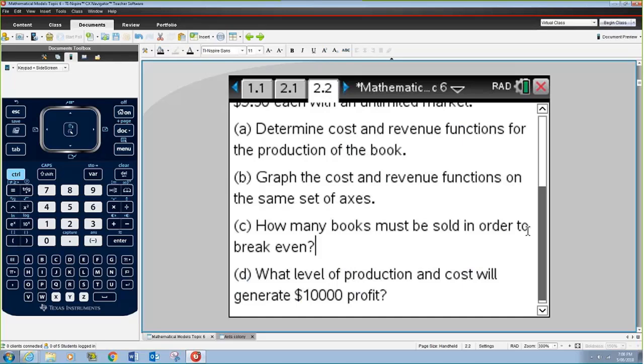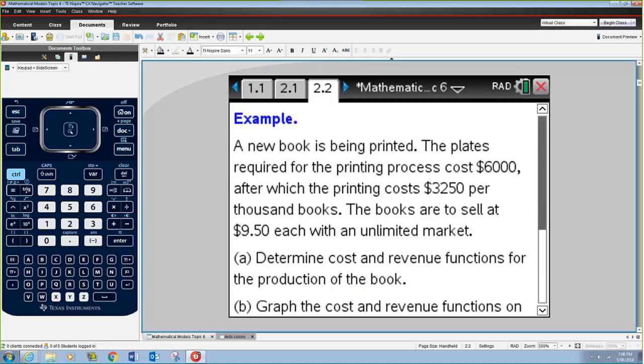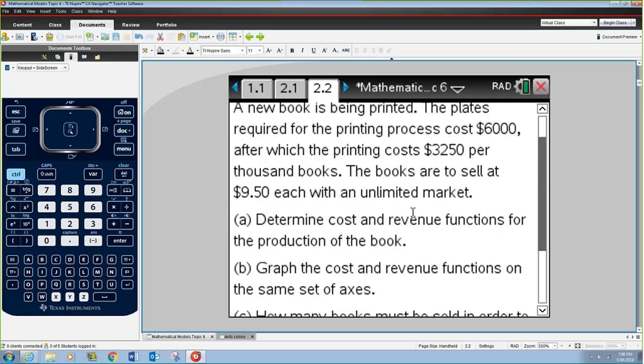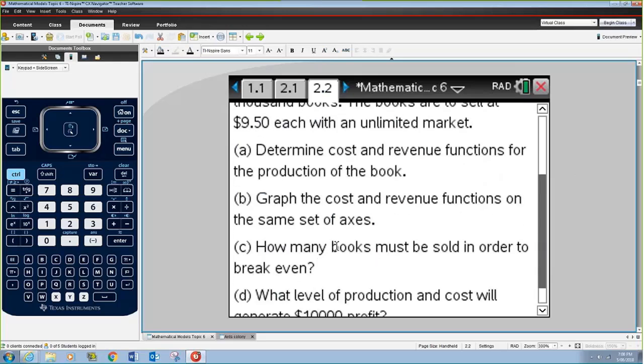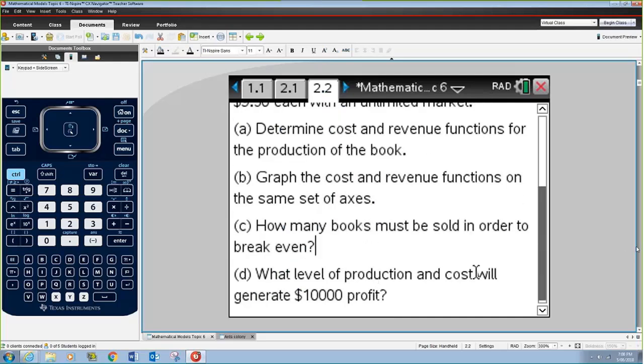So I've chosen the first question here, a typical question, where we produce some books, and there is a fixed cost of the printing process, and then there is a cost per book as listed here. Then the books will be selling at $9.50 each, and we don't restrict the market here. So the students are to determine the cost and revenue functions, graph those functions, answer how many books must be sold in order to break even, and then say what level of production and cost will generate 10,000 profit.